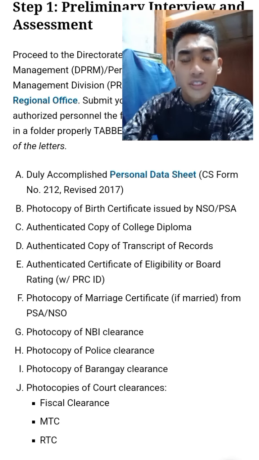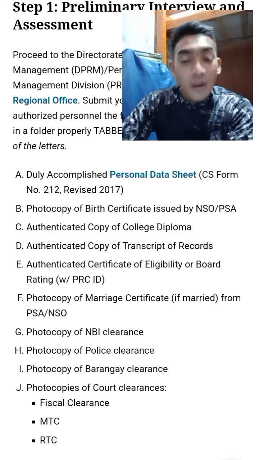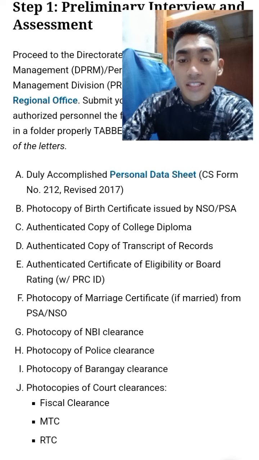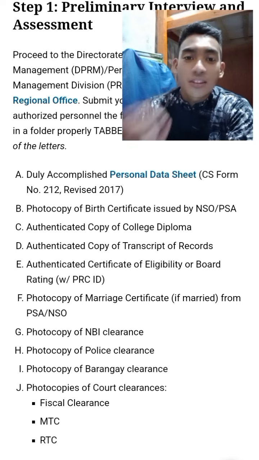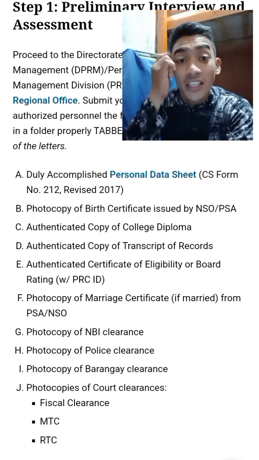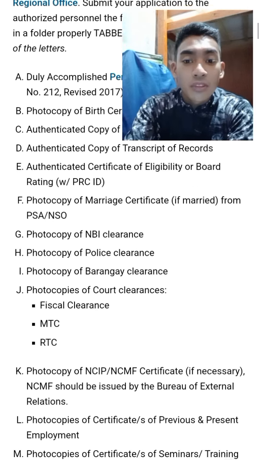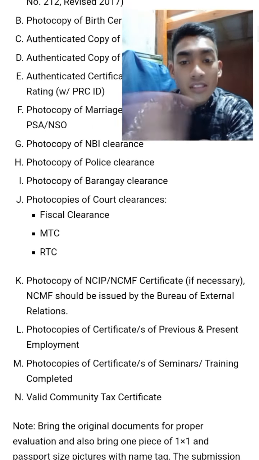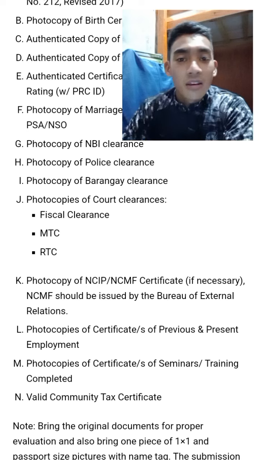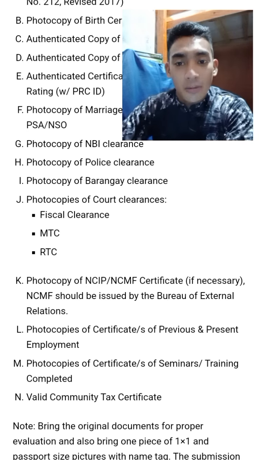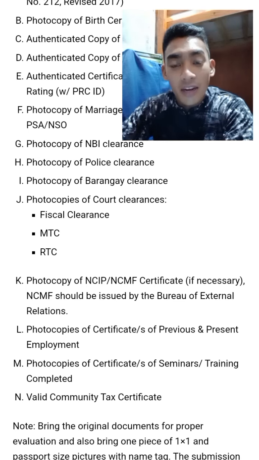Next, photocopy of marriage certificate from PSA or NSO if you are married already. Photocopy of NBI clearance. Upon receiving the original copy of the NBI clearance, have it photocopied at least 5 copies and have it certified as true copy by the NBI. They are allowing it to have it as certification. Next is the photocopy of police clearance. This police clearance no longer needs to be certified as true copy, because the photocopy itself already serves as an authentication. Photocopy of barangay clearance, have it also certified in your barangay hall.